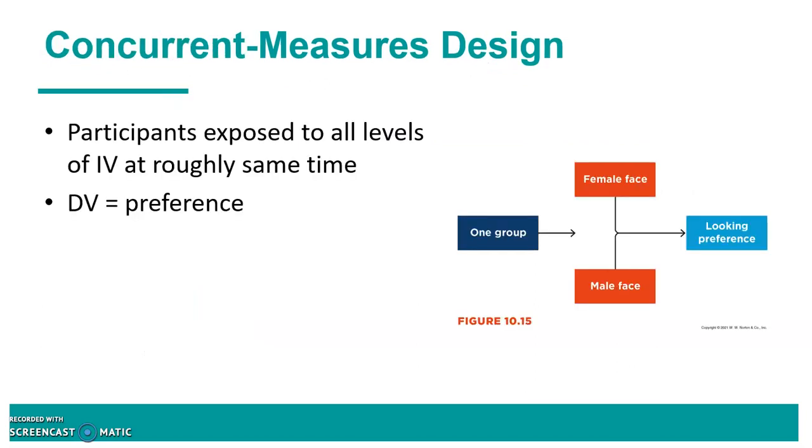A concurrent measures design is where participants are exposed to all levels of the IV at roughly the same time, and then the dependent variable is going to be some kind of a preference. Here's an example of babies. They're put in a room and they have two pictures, one of a female face and one of a male face, and then they measure the looking preference, how often they tend to direct their gaze towards one face or the other.